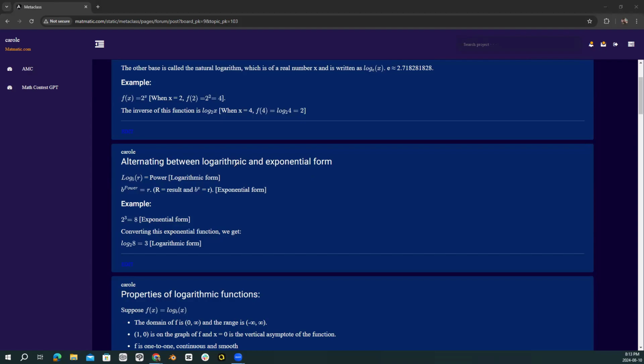So basically, in exponential form, we have the base and then we have the power and then we get the result. But for logarithmic functions, we first write the base and then we write the result, which gives us the power.